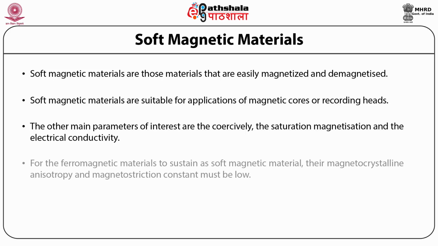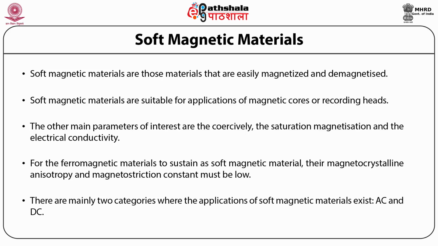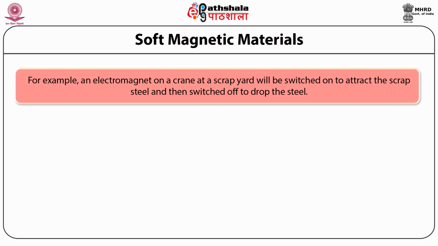For ferromagnetic materials to serve as soft magnetic materials, their magnetocrystalline anisotropy and magnetostriction constant must be low. In addition, for easy migration of magnetic domains, they must have a small number of defects such as crystal grains. There are mainly two categories where applications of soft magnetic materials exist: one is DC, another is AC. In DC applications, the material is magnetized in order to perform an operation and then demagnetized at the end of the operation. For example, an electromagnet on a crane at a scrap yard will be switched on to attract the scrap steel and then switched off to drop the steel.